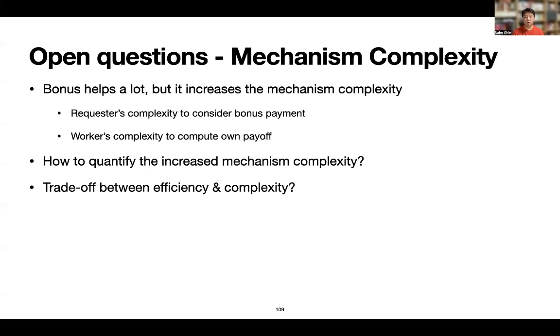Finally, from our observations so far, bonus payment indeed helps a lot, but it is also obvious that it increases the complexity of the mechanism in terms of both the requesters and workers. Then one natural question would be to define and measure such increased mechanism complexity and study the corresponding trade-off between the efficiency and complexity of the pricing mechanism.